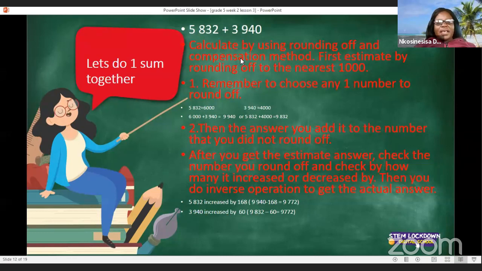Now, you choose one of these. You can either choose 5,832 or you can choose 3,940. Then you round it off to the nearest 1,000. So now I want to go to the charts to see which numbers you chose and then what are the answers.